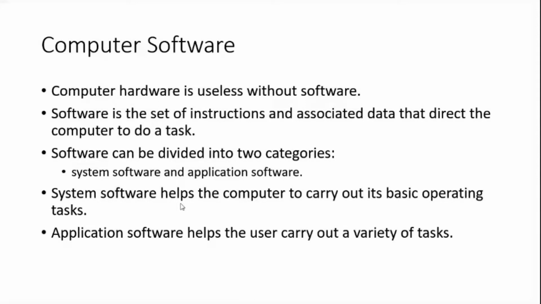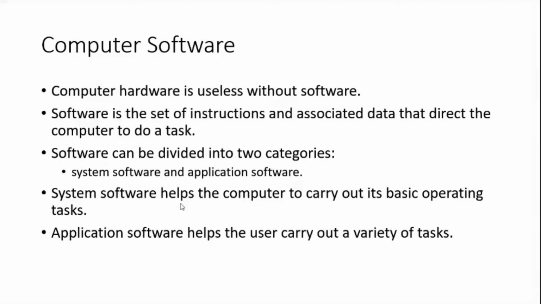Then the application software is software which helps the user to carry out a variety of tasks, like a PowerPoint presentation, or Microsoft Word, or Microsoft Excel, or Adobe Photoshop, Illustrator, etc. They are the application software. They are used for specific purposes or specific tasks. It is not a generalized thing. So system software is required to run every application software. Without a system software, a computer cannot work.